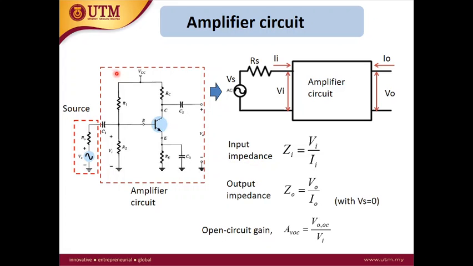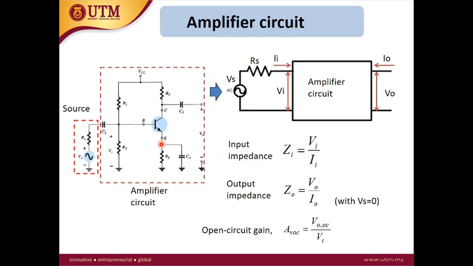The actual amplifier circuit is the one in the big box here. So this is the amplifier circuit, which is the BJT connected in a bias circuit. The bias circuit is used to enable the BJT to be in the active operating region so that the BJT can amplify the signal properly.